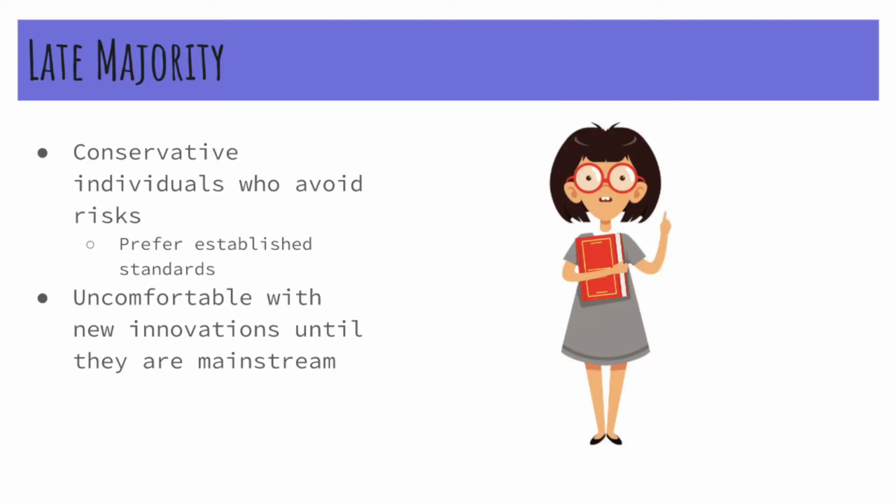Late majority. The late majority are the people who are skeptical of change and will only adopt an innovation after it has been tried by the majority. They are considered to be conservative and tend to avoid risks. They prefer established standards and are uncomfortable by the thought of new innovations until they are mainstream.